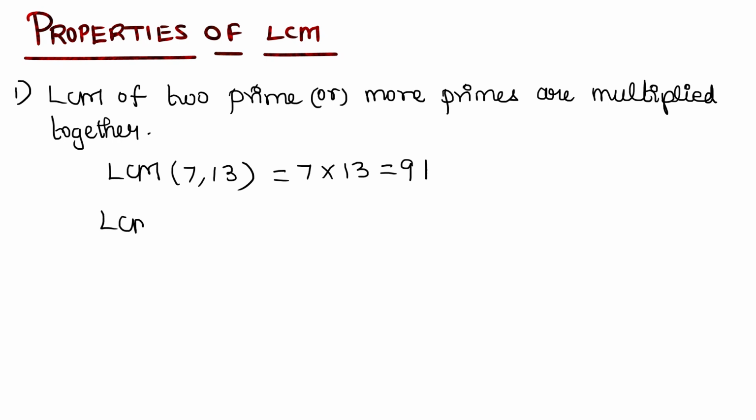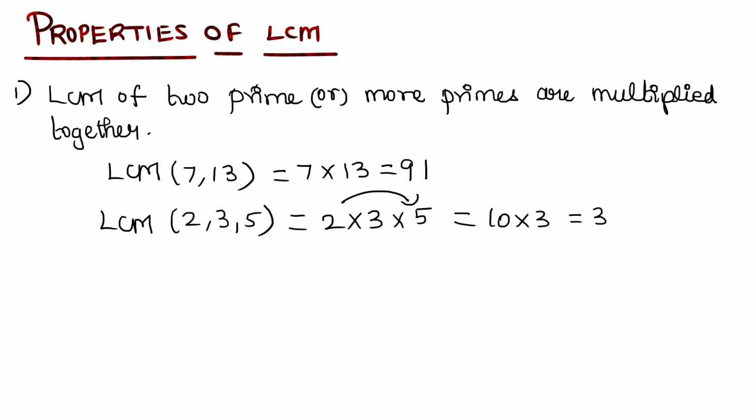Now if I want to find out the LCM of 2, 3 and 5, all the three numbers are prime numbers, so 2 into 3 into 5. Now I can group it: 2 fives are 10, 10 into 3 is 30. Try to group it easily, which will be very easy for you to multiply and find out the LCM. Next we'll go to the next property.